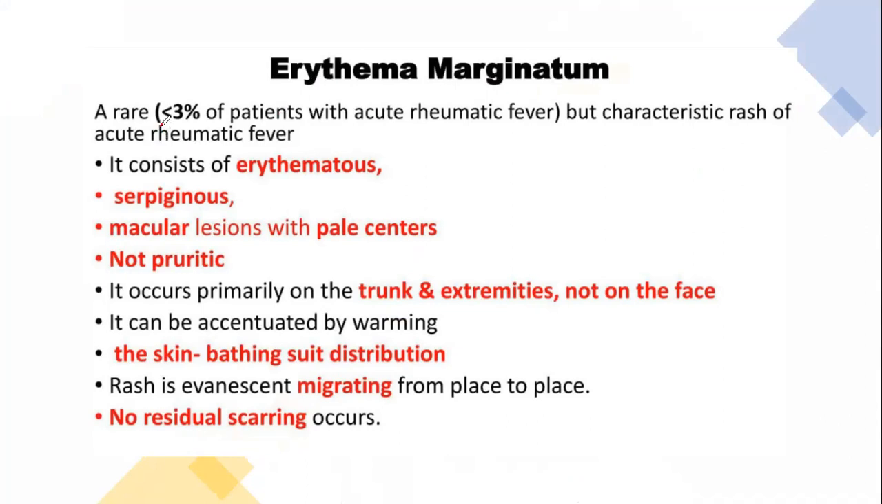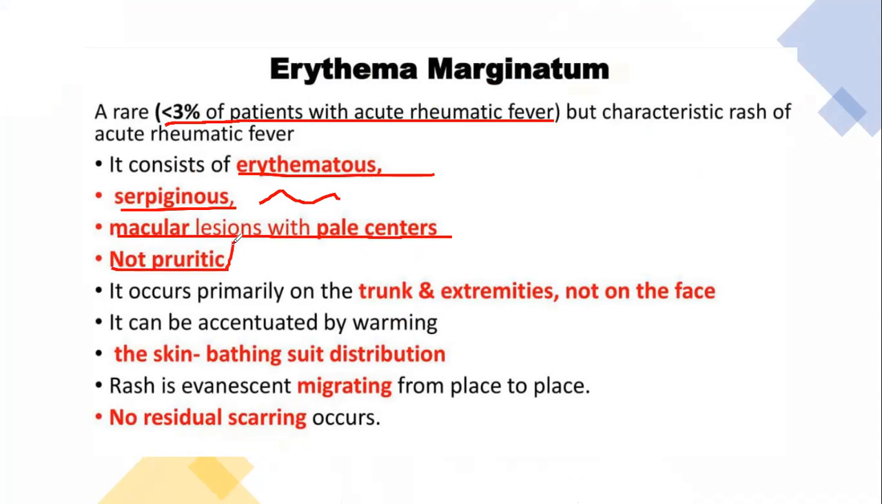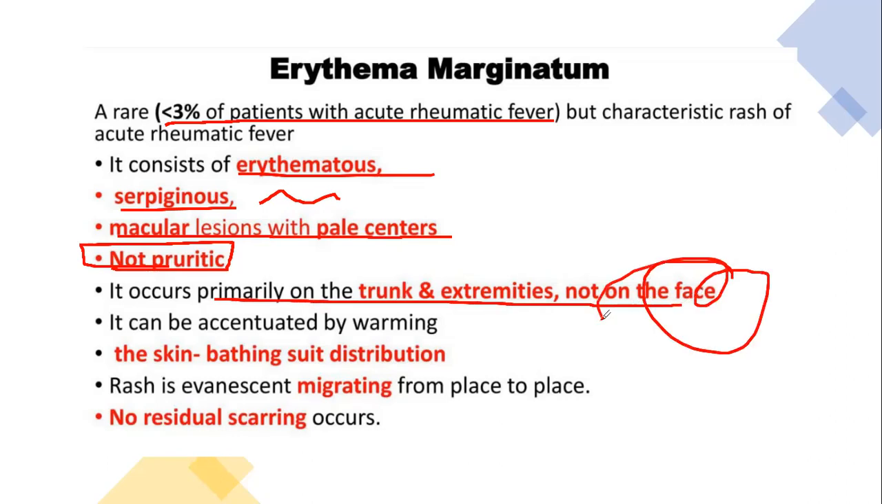Now, erythema marginatum. It is rare, occurring in less than 3% of patients with acute rheumatic fever, but it is a characteristic rash, which is erythematous, serpiginous, so it is serpent-like, macular regions with a pale center, non-pruritic. Please note that, so no itching. It primarily occurs in the trunk and the extremities, not on the face. Note that, not on the face.